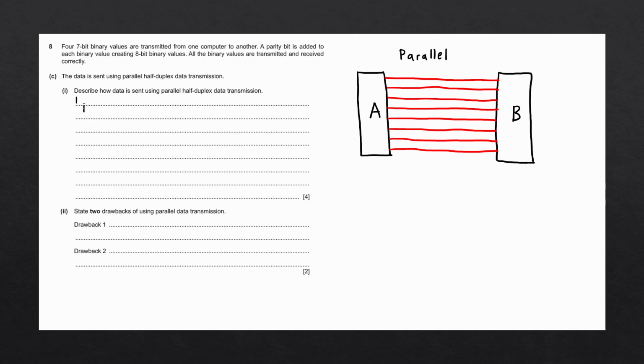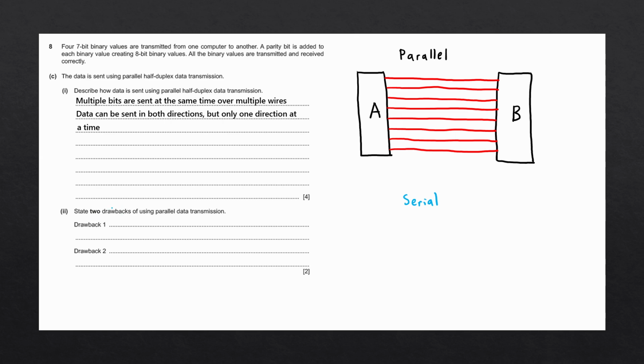The first thing we can say is that multiple bits are sent at the same time, and they are sent over multiple wires. Then to reference the half-duplex data transmission, we can say that data can be sent in both directions, but only one direction at a time. And there we go. That is the first part to our answer. The second part of this question says, state 2 drawbacks of using parallel data transmission.